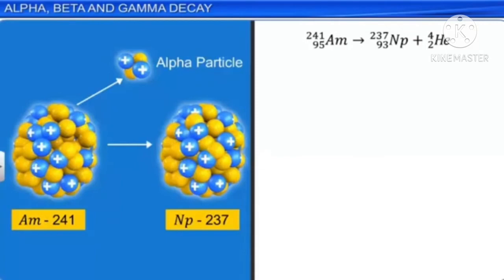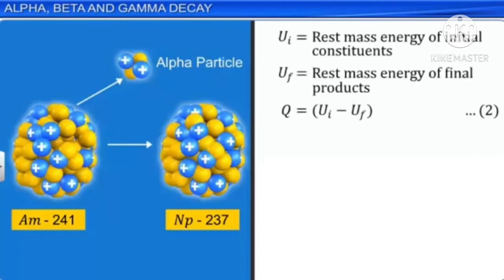The difference between the rest mass energy of the initial constituents and that of the final products is called the Q value of the reaction. If Ui denotes the rest mass energy of the initial constituents and Uf denotes the rest mass energy of the final products, then the Q value for the reaction will be equal to Ui minus Uf. Let this be equation 2.